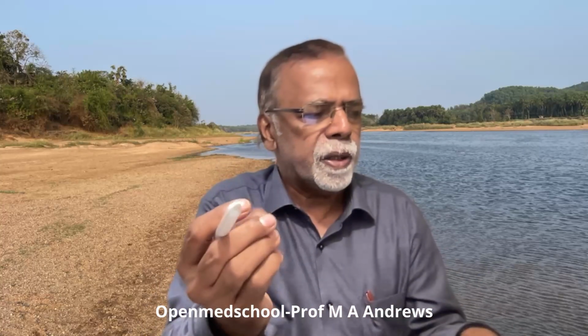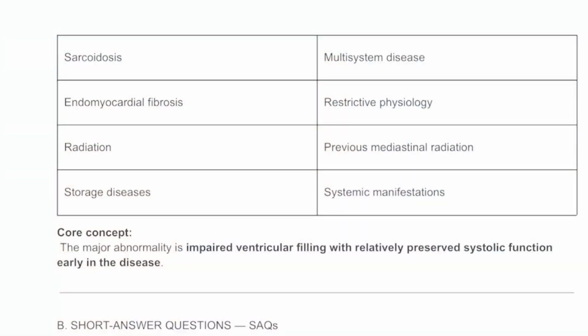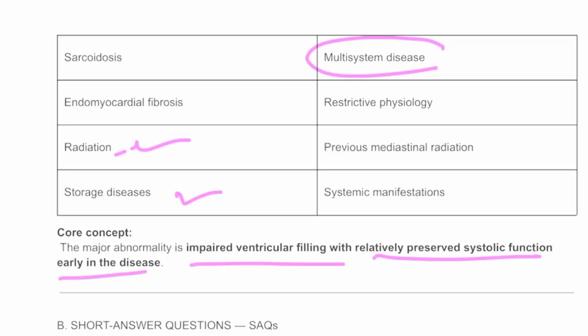And in amyloidosis, we can get macroglossia and carpal tunnel syndrome. In sarcoidosis, you get multisystem disease, lymphadenopathy, endomyocardial fibrosis. Again, it is a restrictive physiology. Radiation can present. Some storage diseases are rare. The core concept is that the major abnormality in restrictive cardiomyopathy is impaired ventricular filling with preserved systolic function. In the early disease, the LV function is fairly preserved.